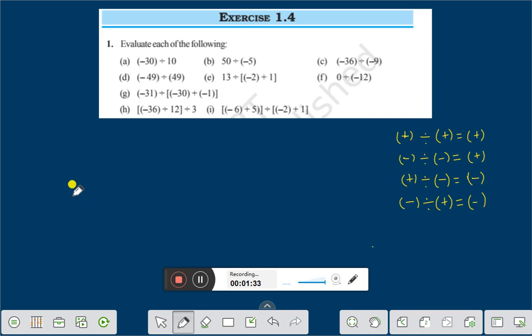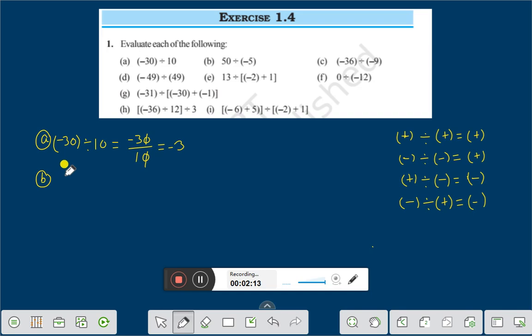Now we'll evaluate question number A. The question number A is minus 30 divided by 10. That can be written as minus 30 by 10. We cut this 0, the answer you will get is minus 3. Right?